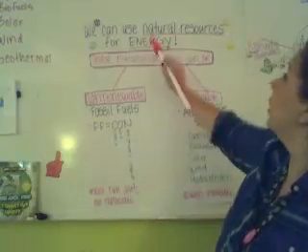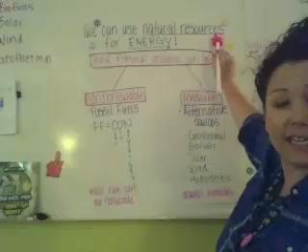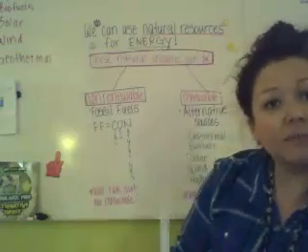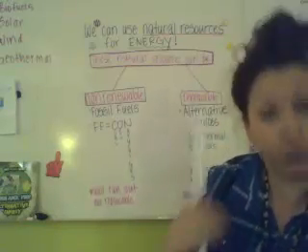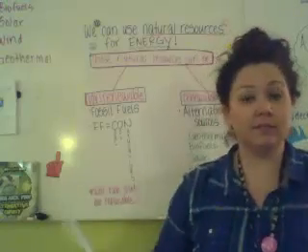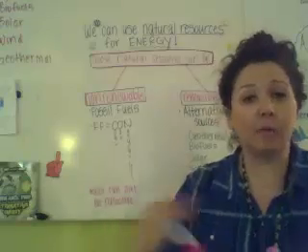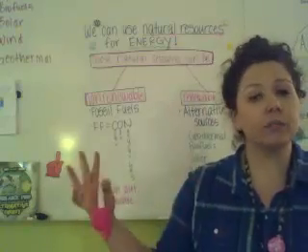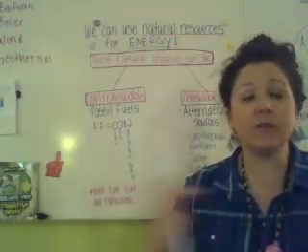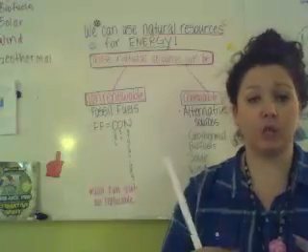And remember, a natural resource is anything that comes from the earth that we use. Natural means comes from nature. The earth is nature. A resource is something that we use, okay? So a natural resource is anything that we get from the earth that we use, okay?